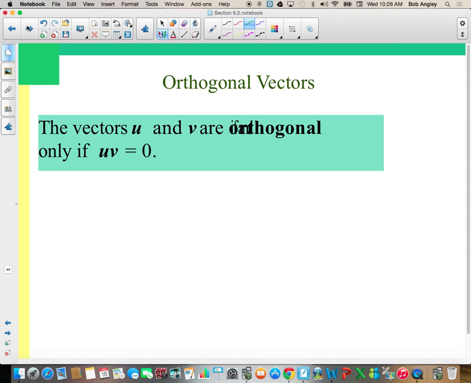Now, here we have an interesting phrase that's called orthogonal vectors. Does anyone know the meaning of the word orthogonal?